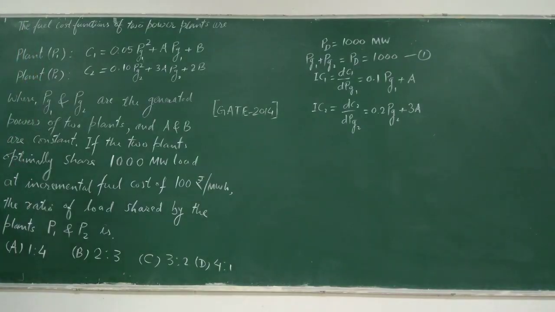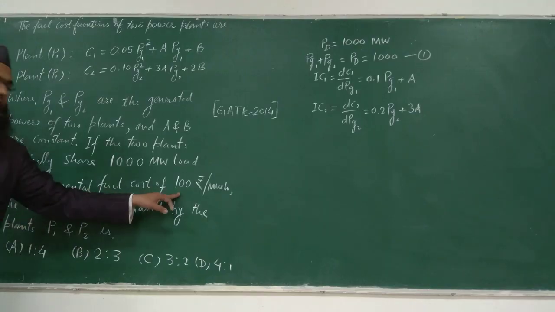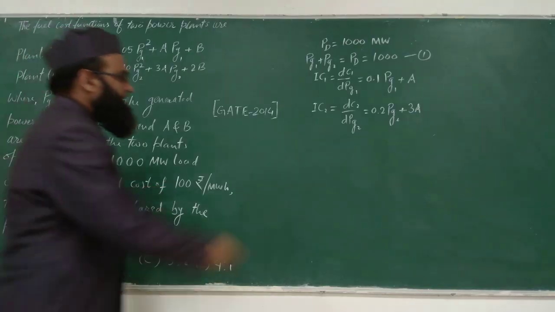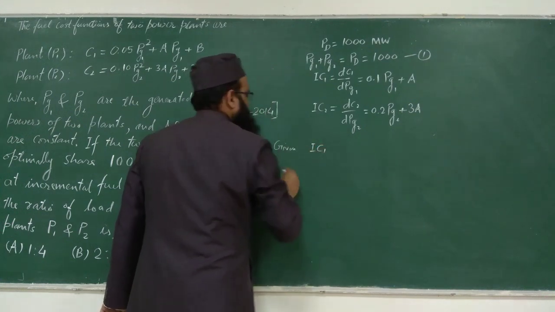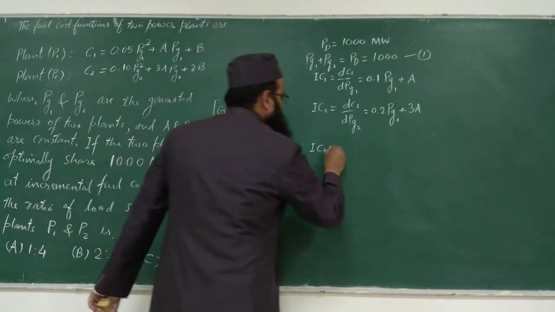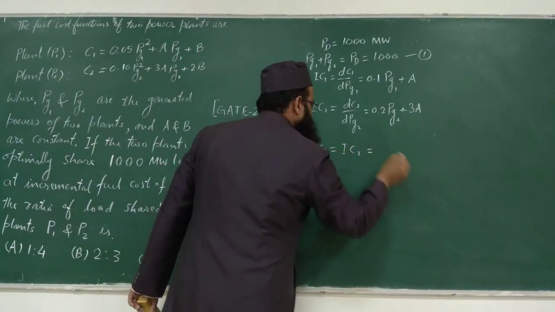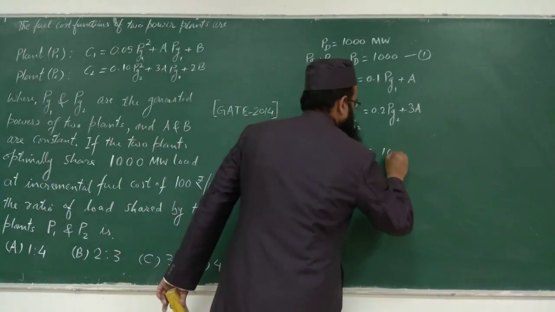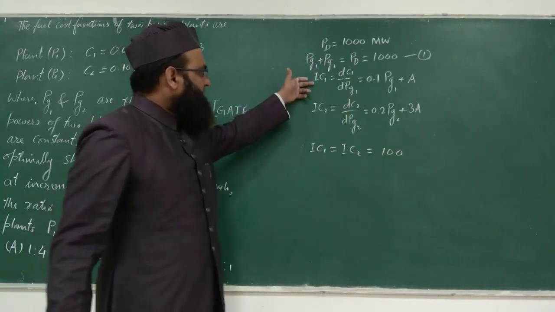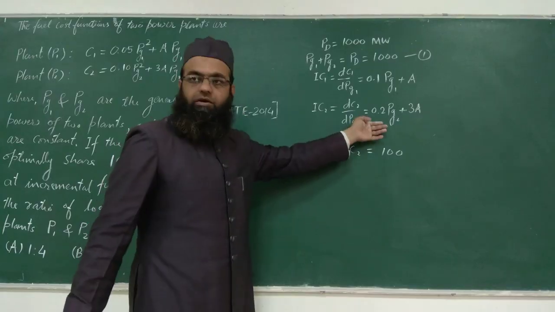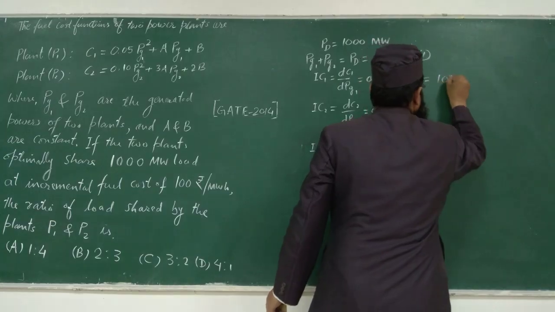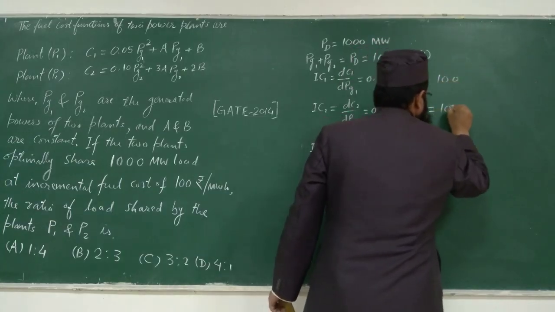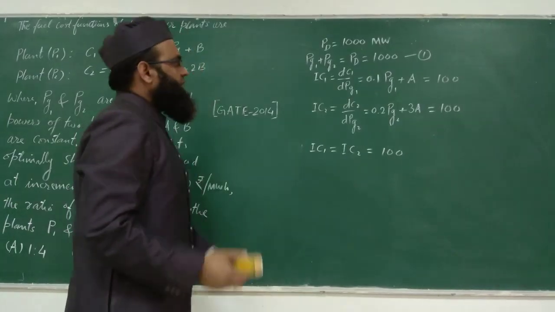And also it is given that for this optimal load sharing, the incremental fuel cost is 100 rupees per megawatt hour. It means for optimal loading, we know that IC1 is equal to IC2, and this is given as 100. So we have evaluated IC1, we know IC1, this one, IC2, this one, and that is 100. So directly we may write this is equal to 100, and this will also be equal to 100. So we need to solve these equations.